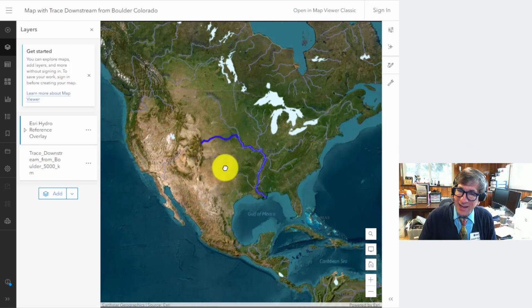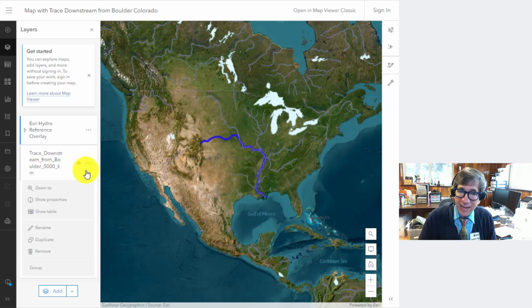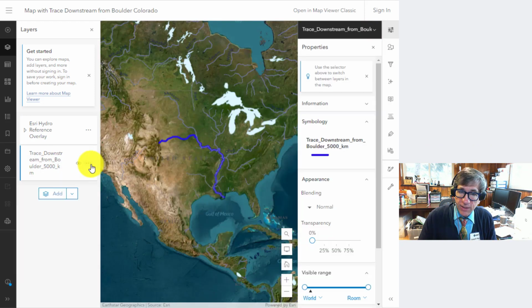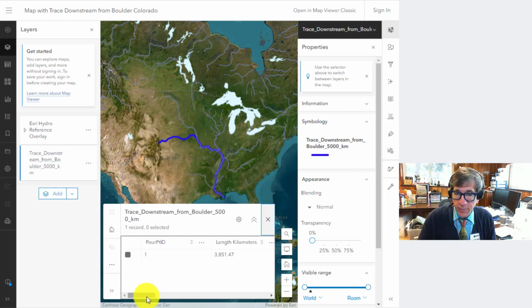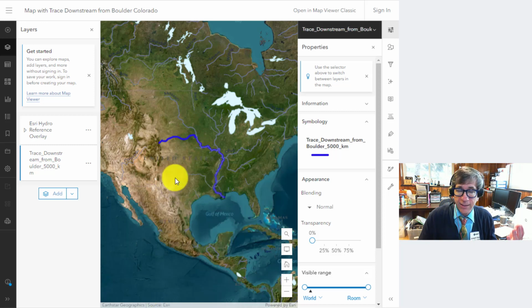Okay, fascinating. And if we look at the table of data there, of the trace downstream, let's take a look at that data table just real briefly. We can get some information about that. It's 3,800 kilometers. And this is the data that the watercourse, the trace, was derived from the 30-meter DEM. So it's wonderful to be able to do that.